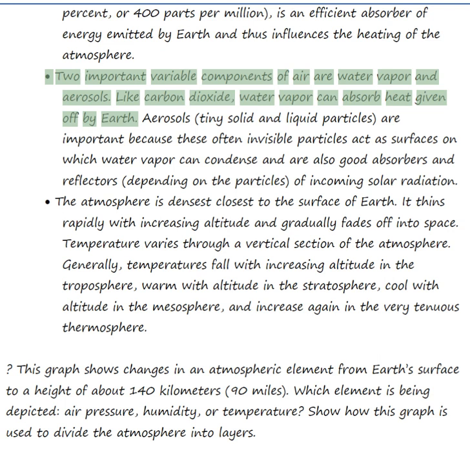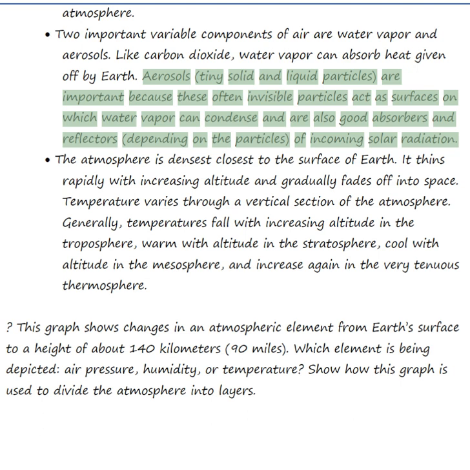Two important variable components of air are water vapor and aerosols. Like carbon dioxide, water vapor can absorb heat given off by Earth. Aerosols are important because these often invisible particles act as surfaces on which water vapor can condense and are also good absorbers and reflectors of incoming solar radiation.